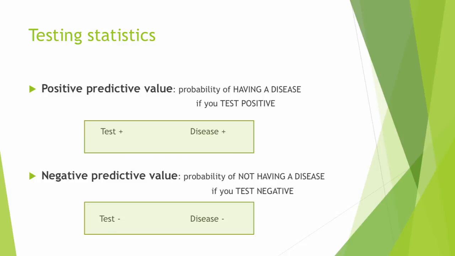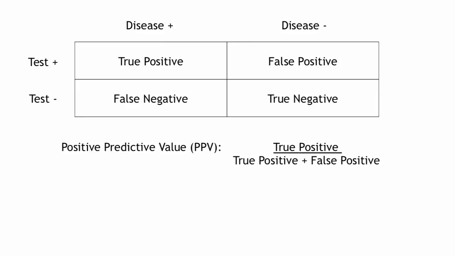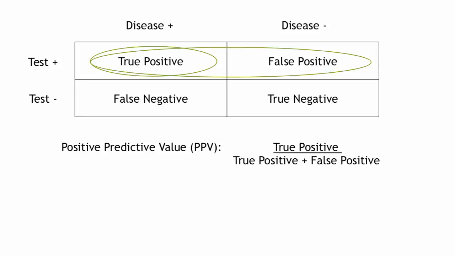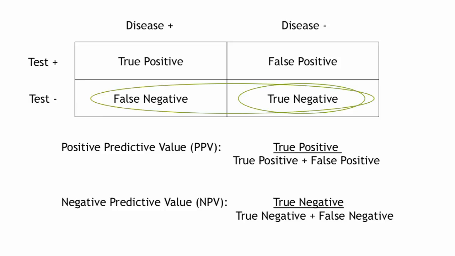Before we go back to our clinical case, let's just do two more testing statistics. Our positive predictive value, which is the probability of having disease if you test positive, and our negative predictive value, which is the probability of not having a disease if you test negative. Using our 2x2 model again, for positive predictive value, we're looking at the fraction of people who tested positive and had the disease relative to everyone who had the disease. And for negative predictive value, we're looking at the fraction of people who tested negative and did not have disease relative to everyone that does not have disease.